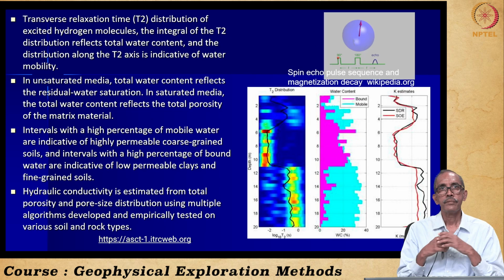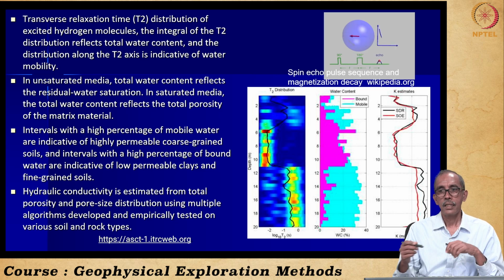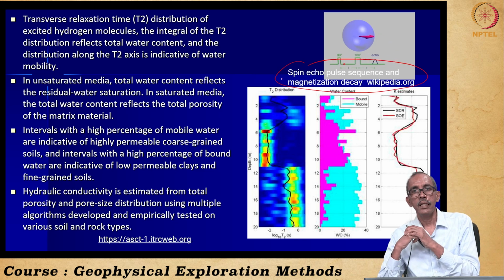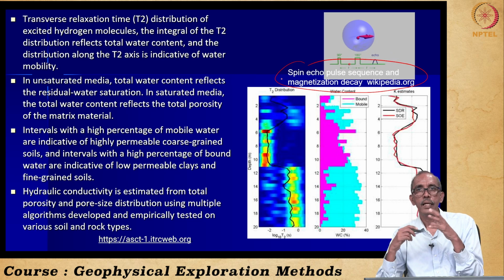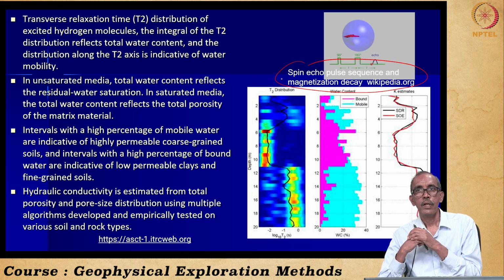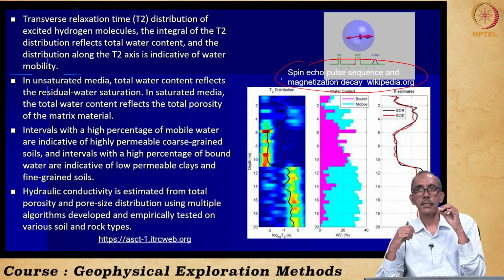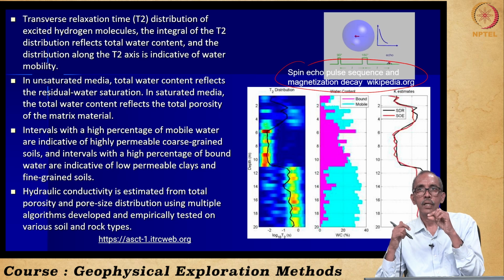And coming to the interpretation, what we are going to do is energize the protons in the hydrogen nucleus. These protons previously are aligned in different directions, but when a strong magnetic field is emitted, this magnetic field makes these protons align in a particular direction.